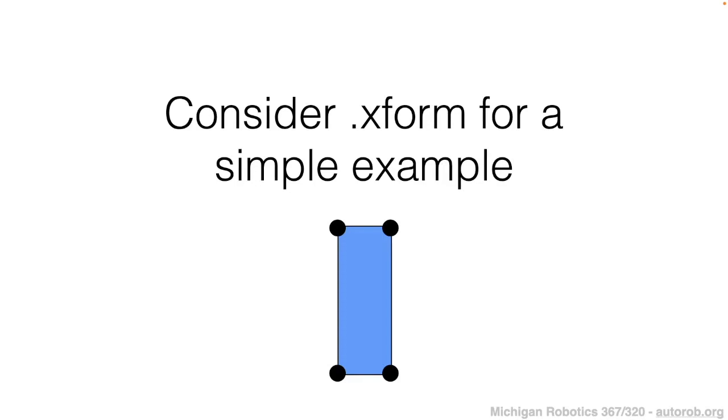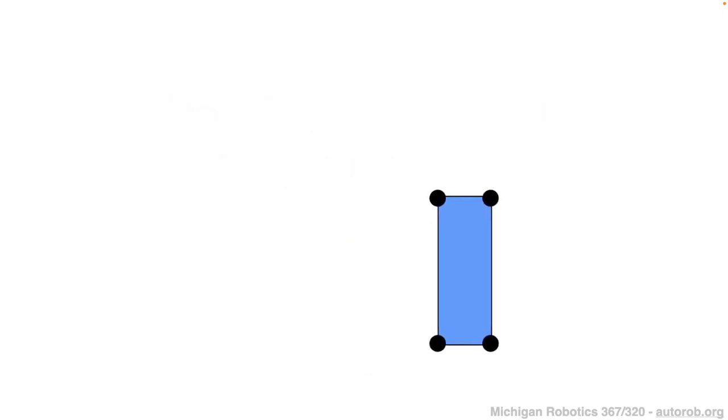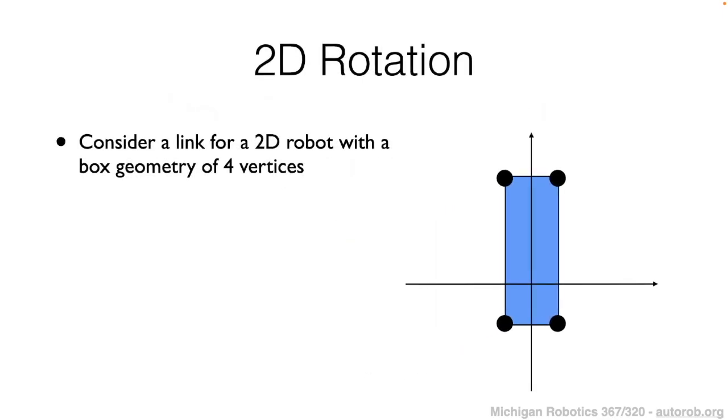And so let's say that we're working with a link that's this rectangular link shown on this slide, and we want to be able to construct the transform such that we can control where this link is positioned within space. So to start with, let's consider how we could rotate this 2-dimensional link based on a rotation applied to the 4 vertices that define the link geometry.